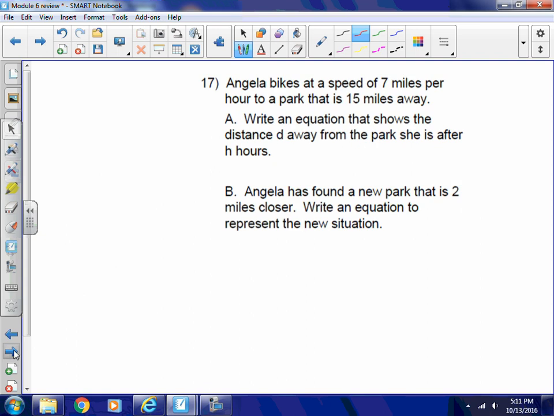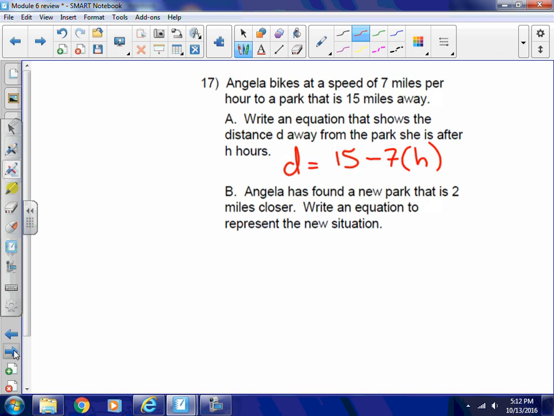Number 17, Angela bikes at a speed of 7 miles per hour to a park that is 15 miles away. Write an equation that shows the distance d away from the park that she is after h hours. So her distance is a function of the number of hours. She's starting off 15 miles away, and every hour that she bikes takes away 7 miles. And that's our equation.